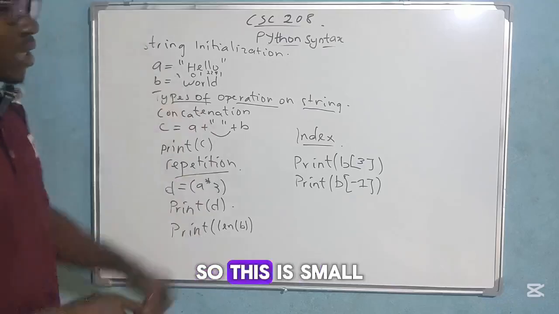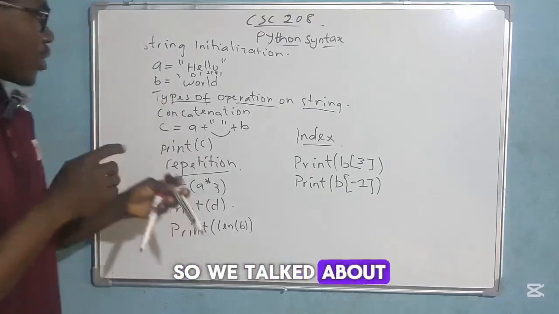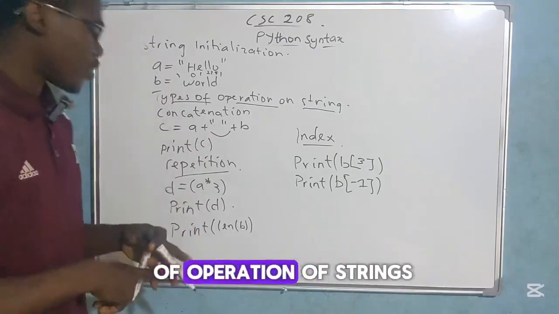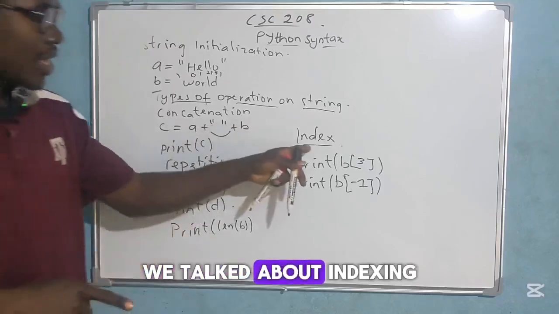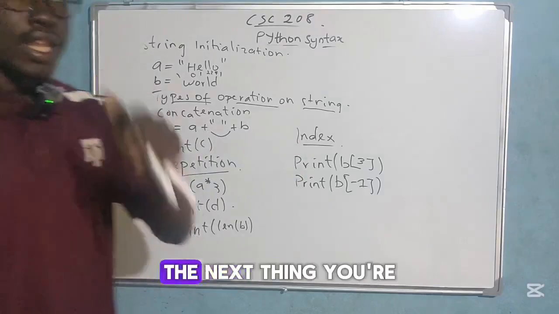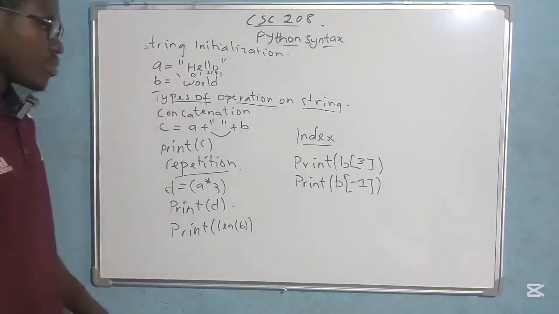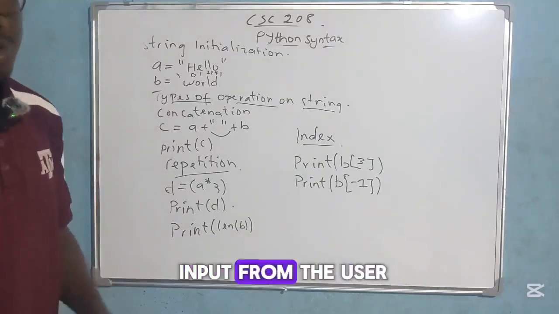So this is a small intro about strings. We talked about initializing a string. We talked about types of operations on strings. We talked about indexing. We talked about getting your string length. Now the next thing we are going to is something also very, very important, and that's just taking an input from the user.